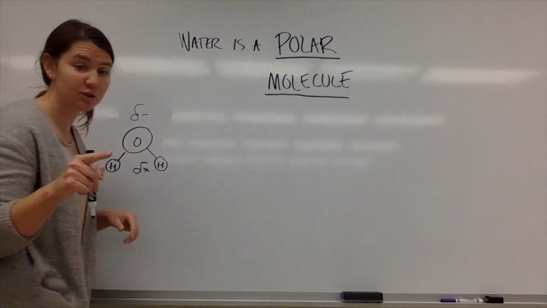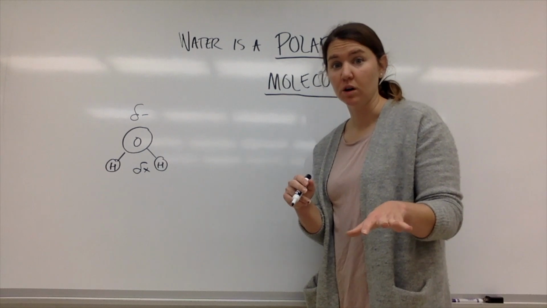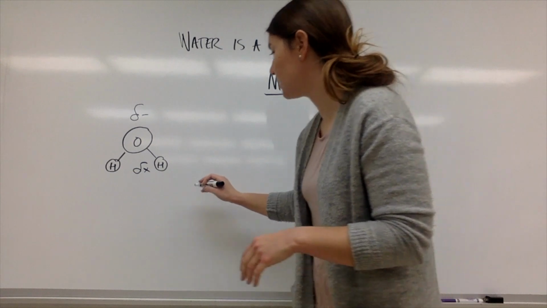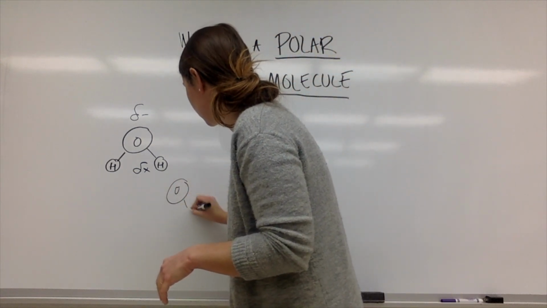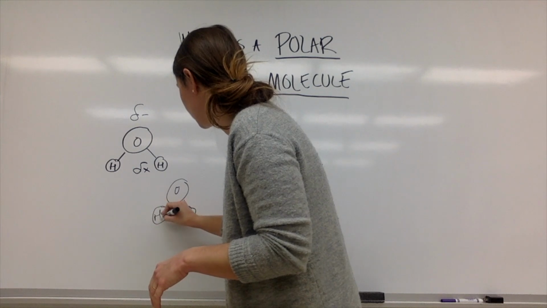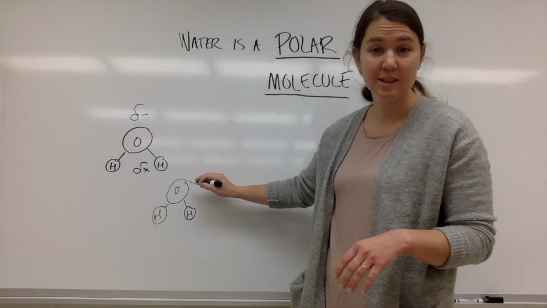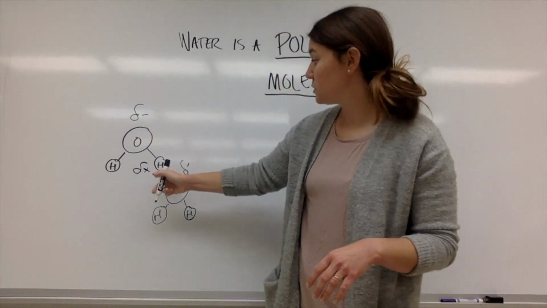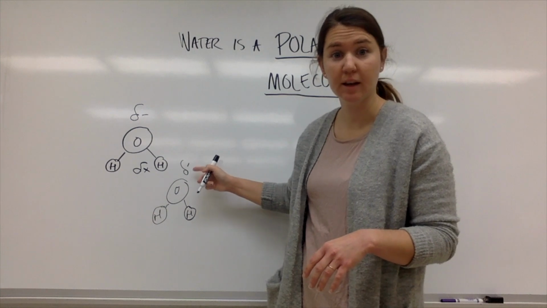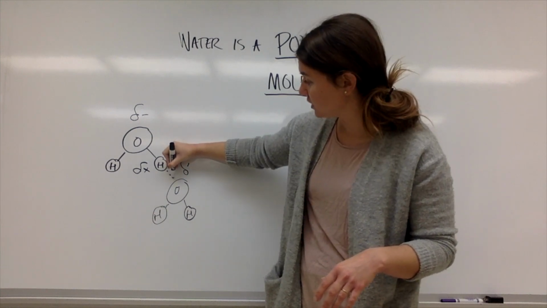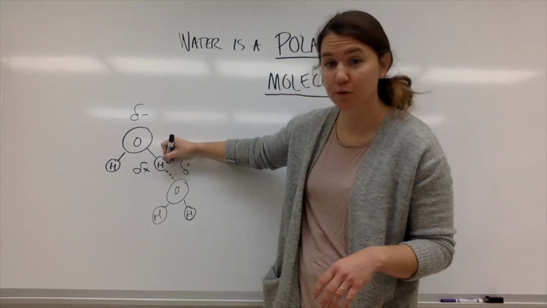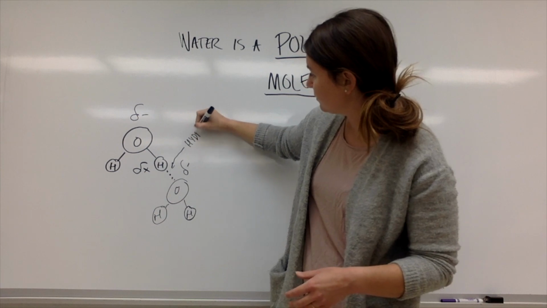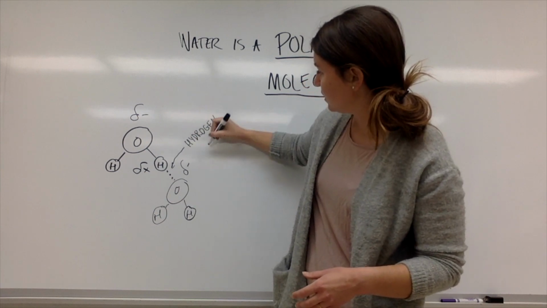Now, this leads to some interesting bonds in water called hydrogen bonds. So, if we have another water molecule here, oxygen, hydrogen, hydrogen, this oxygen is partially negative. And so this partial positive on the hydrogen and partial negative, they're going to attract each other. So it leads to these kind of weak bonds called a hydrogen bond. So there we have a hydrogen bond.